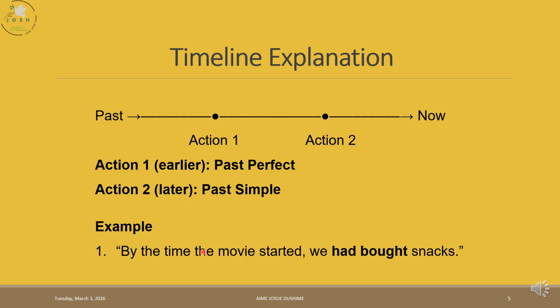By the time the movie started, we had bought snacks. Think twice. If I say by the time the movie started, comma, we had bought snacks, what do I mean? It means we had bought snacks. Past perfect means that this was the first action. The movie started. This is the second action. Understand it in that way and you will be able to get the clear picture.